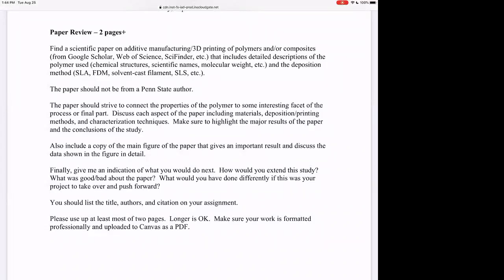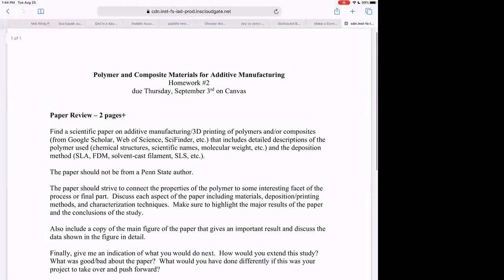I want the citation of the paper in your reply: title, authors, journal, year, et cetera, and then I want it to be at least 2 pages. Longer's okay. I've seen them 5 pages, but I'm not going to make you do 5 pages. So just make sure it looks good. Make sure it's a couple pages long. It's all formatted up, and you can submit it on Canvas.